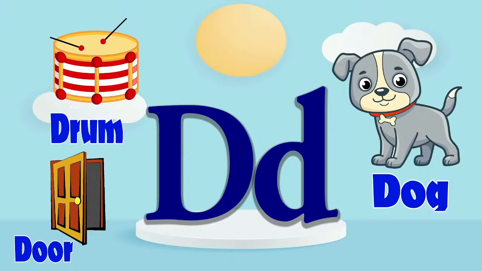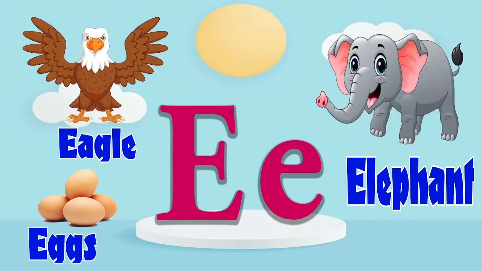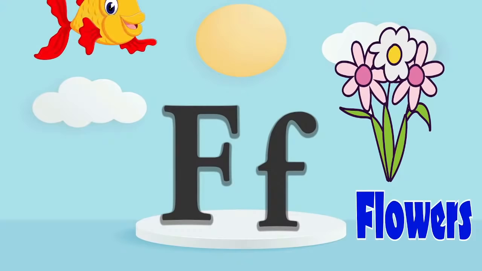E for elephant. E for eagle. E for eggs. E for elephant, eagle and eggs. F for flowers. F for fish. F for fan. F for flowers, fish and fan.